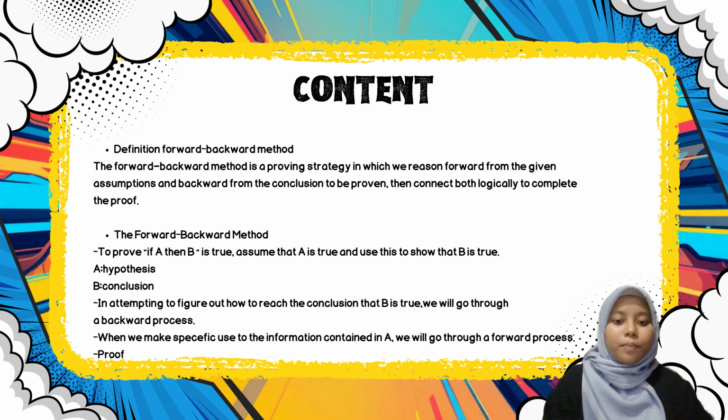In attempting to figure out how to reach the conclusion that B is true, we will go through a backward process. When we make specific use of the information contained in A, we will go through a forward process and we can get a proof.